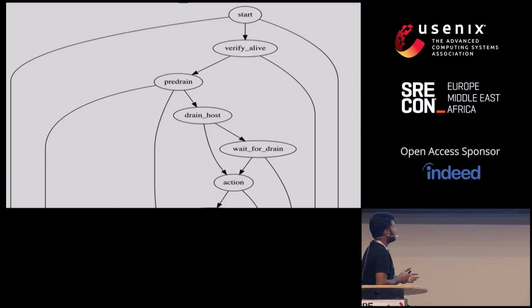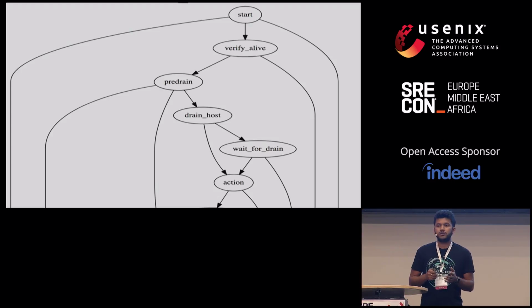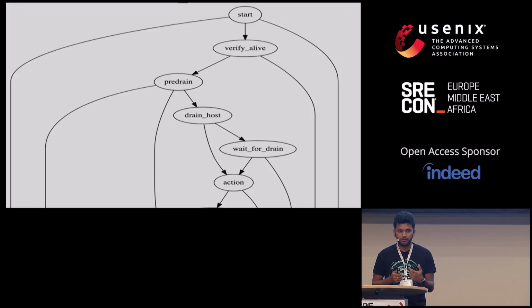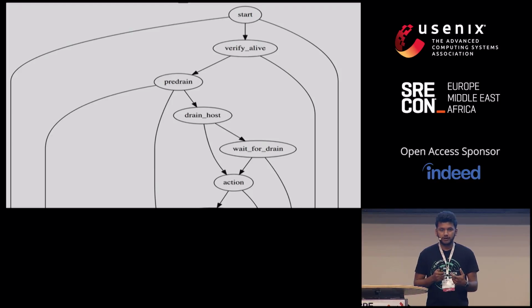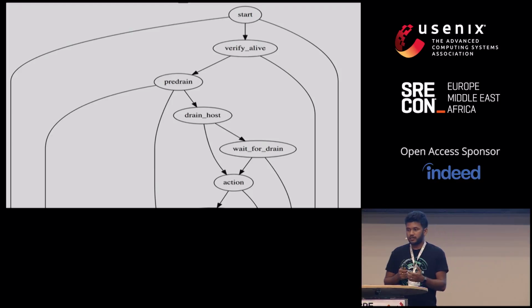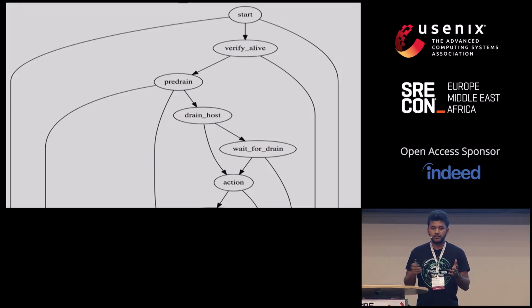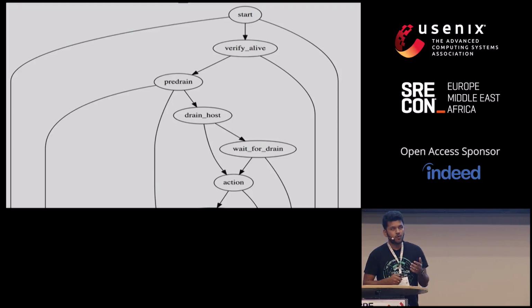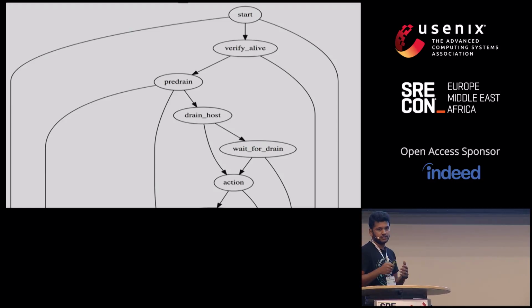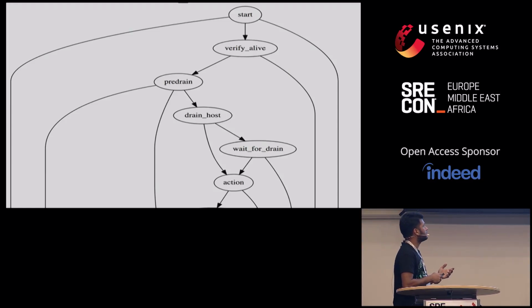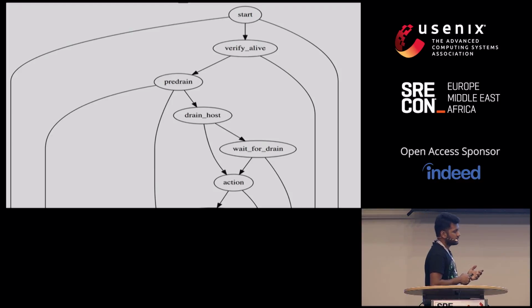Once you verify that, we move on to the pre-drain stage. Here, you think about whether you can take this machine offline for an upgrade. Are we being rate limited globally? Is it adhering to all the concurrency settings we have defined? Once all the safety checks pass, you transition to the drain host stage.